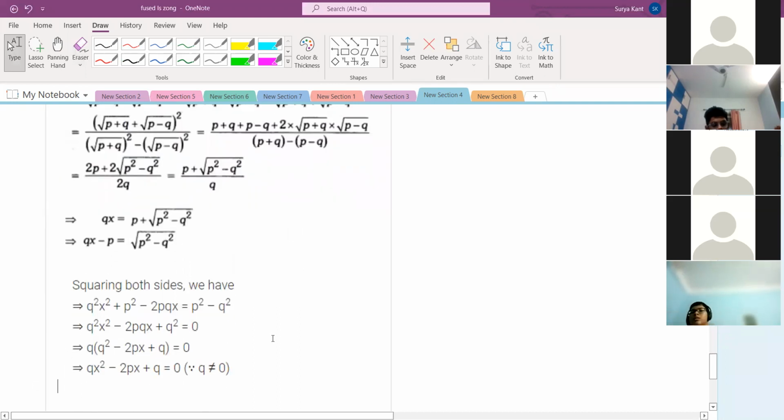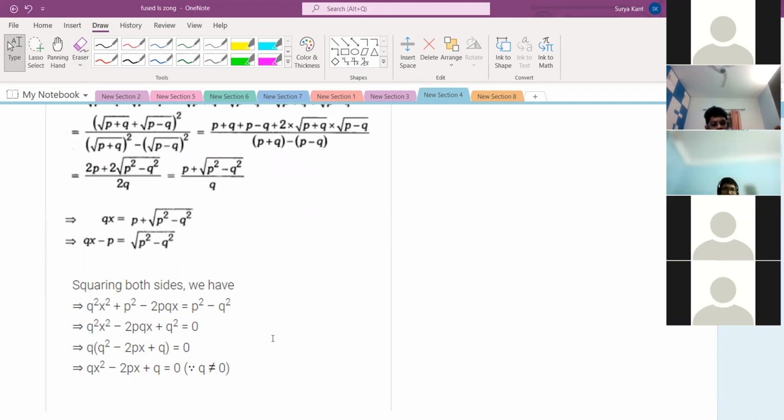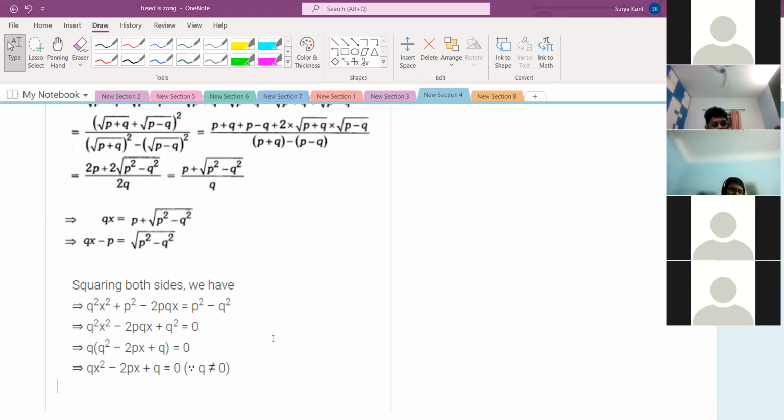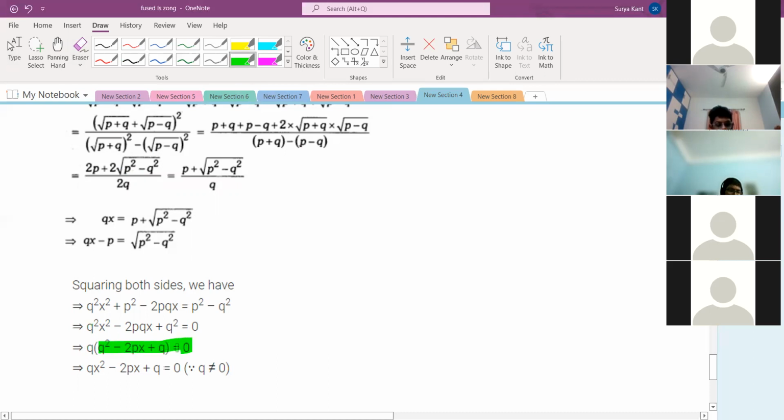Now see where I've done the mistake. 2 square x square plus p square minus 2pqx is equal to p square minus q square. Then p square will get cancelled. You'll get q square x square minus 2pqx plus q square is equal to 0. And after taking q common, this is equal to 0. That only you should prove, right?